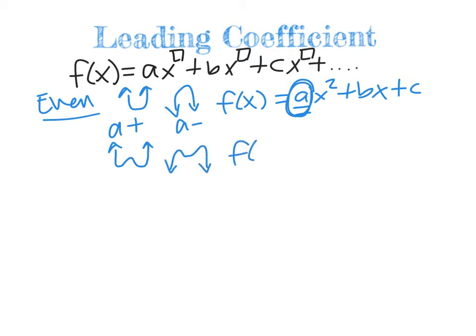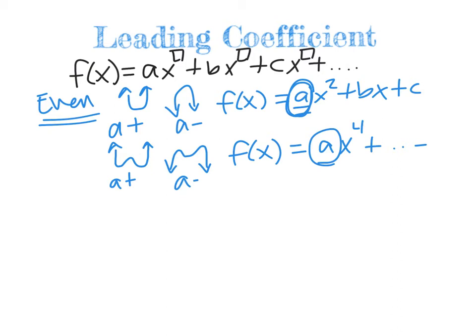Right? Say that we have f of x equals ax to the fourth power plus whatever's left. Because it's to the fourth power, we're going to have more loops and more curves. But this a value, if a is positive, the function to the fourth power is pointing up, and when a is negative, it is pointing down. So when it's even, the rule is simple. If it's positive, both arrows point up. If it's negative, both arrows point down.